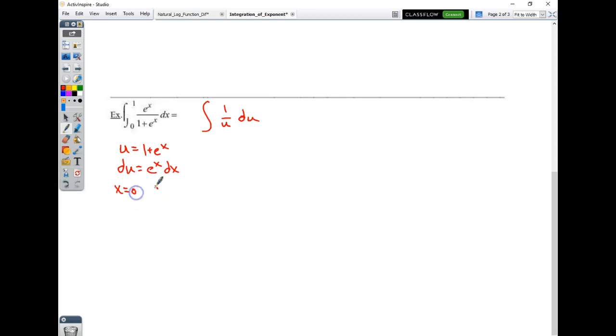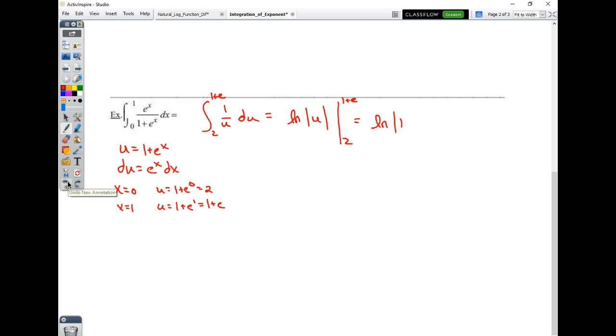u would equal 1 plus e to the 0, which would be 2. And when x is equal to 1, u being 1 plus e to the 1 is 1 plus e, and this is weird. That is a gross looking upper limit, but it's okay. We're just going to substitute it in at the end. It should make life pretty easy. So this becomes the natural log of the absolute value of u from 2 to 1 plus e, which is the natural log of 1 plus e minus the natural log of 2.